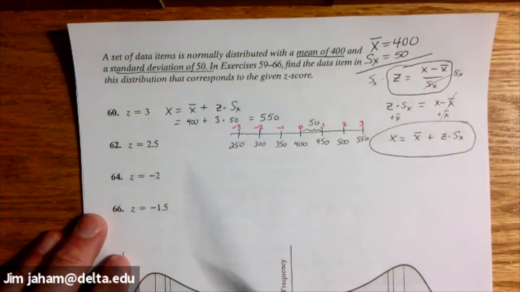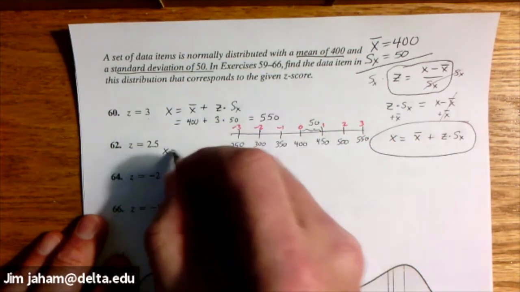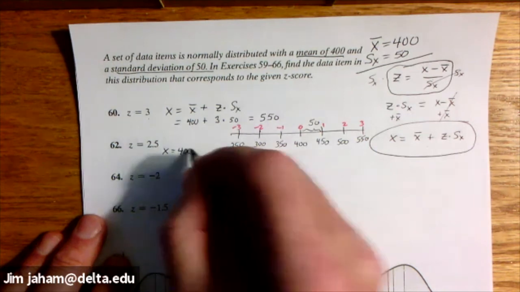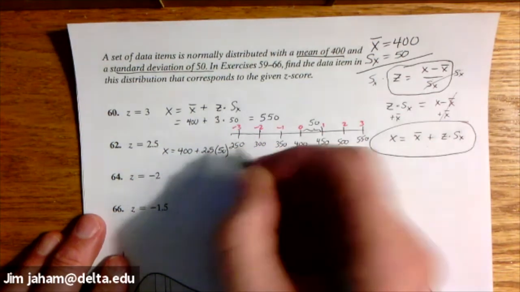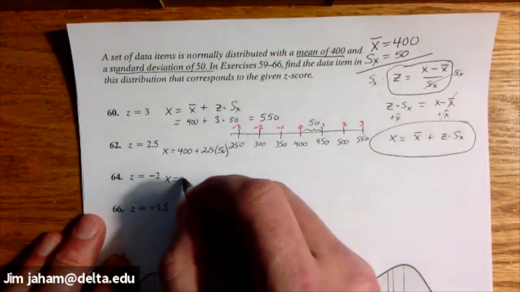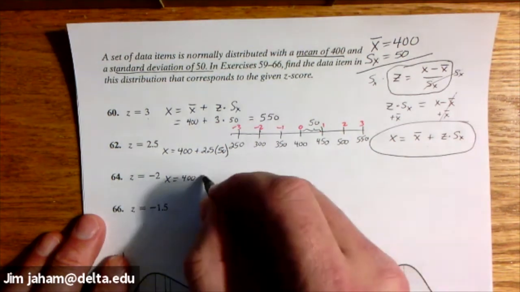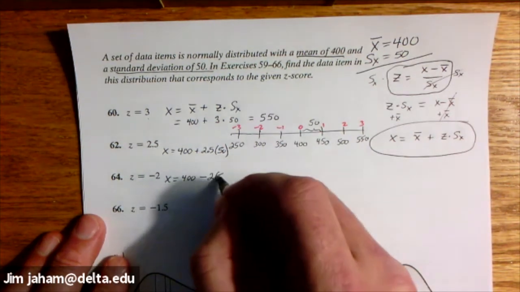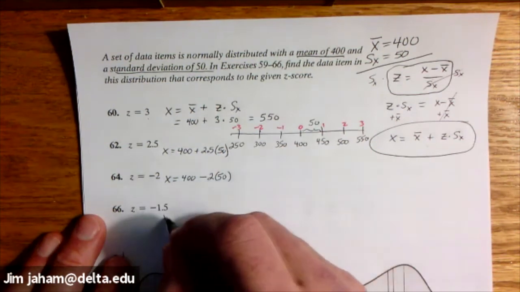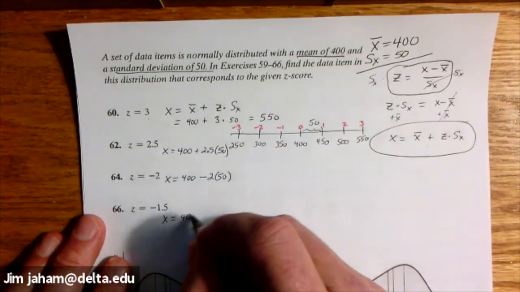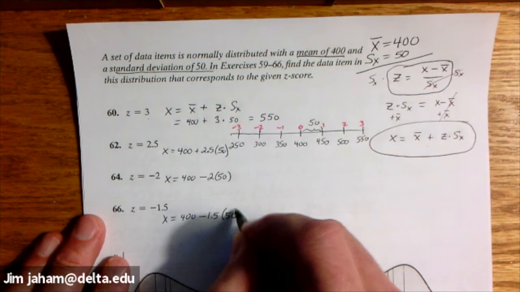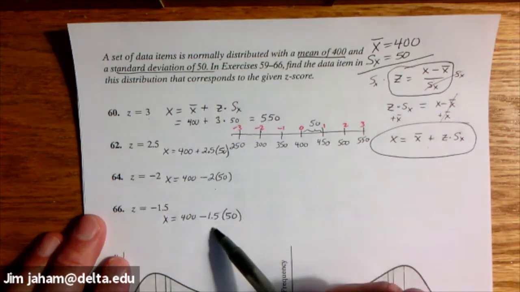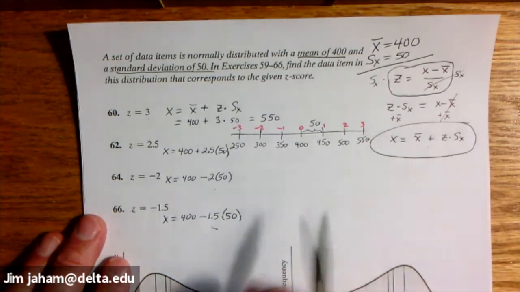What's the x value for the z-score of 2.5? What's the data value that corresponds to a z-score of -2? And what is the data value that corresponds to a z-score of -1.5? So you can use the formula, or you can just look at this grid to determine it.